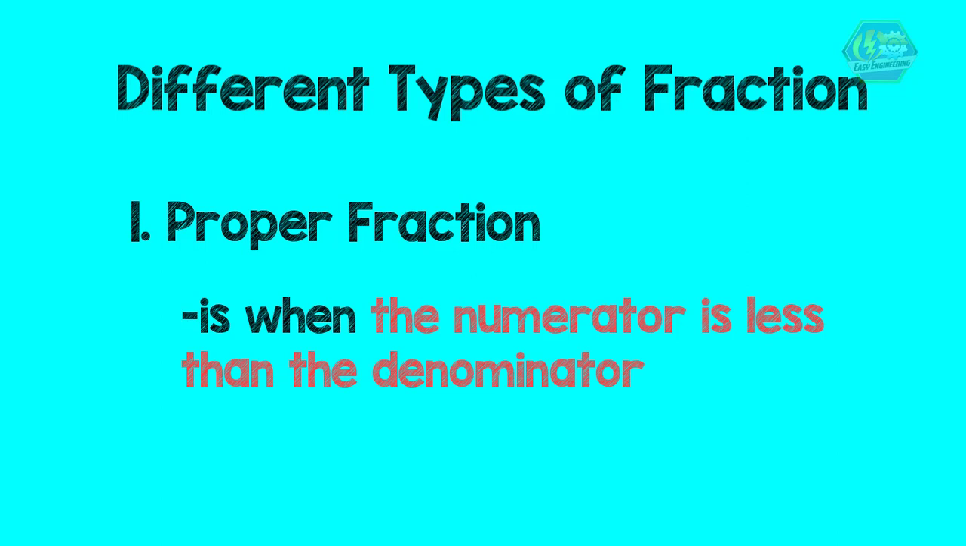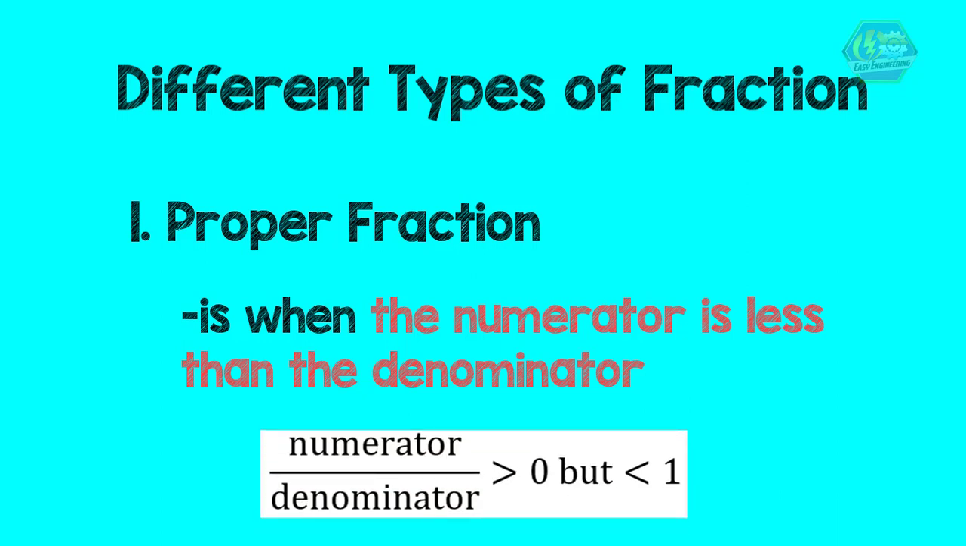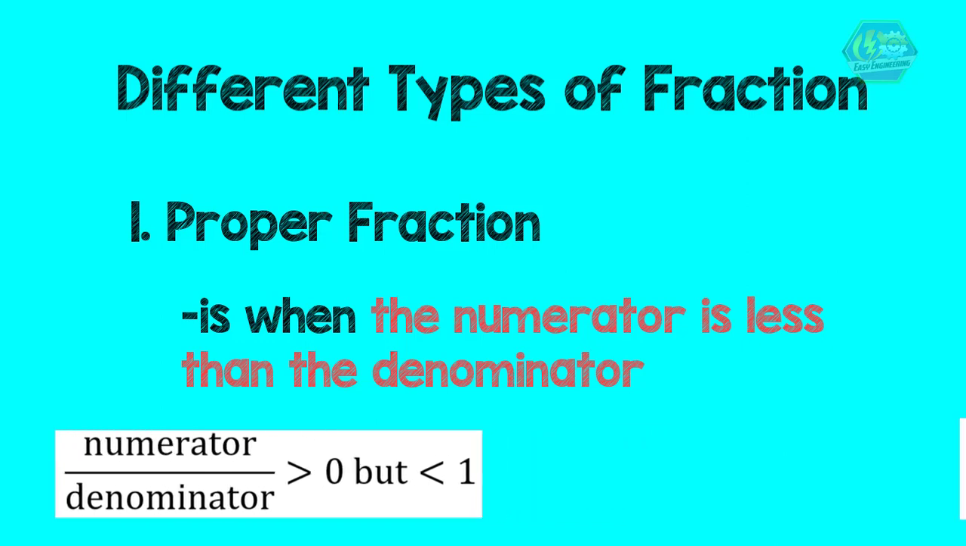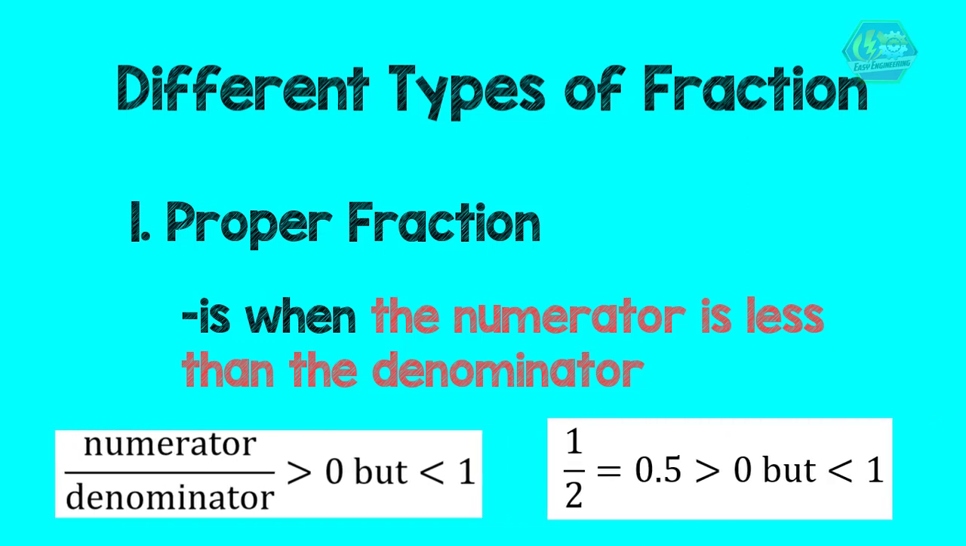So if the numerator is less than the denominator, it means that the value of the fraction is greater than 0, but less than 1. For example, you have a fraction 1 over 2, or 1/2. The numerator, which is 1, is less than the denominator, and the value of the fraction 1/2 is equal to 0.5 if written in decimals, which is less than 1. Therefore, 1/2 is an example of a proper fraction.